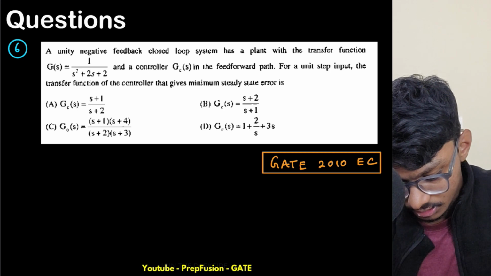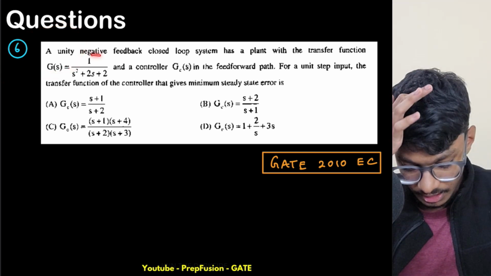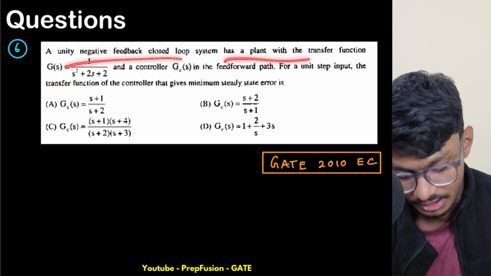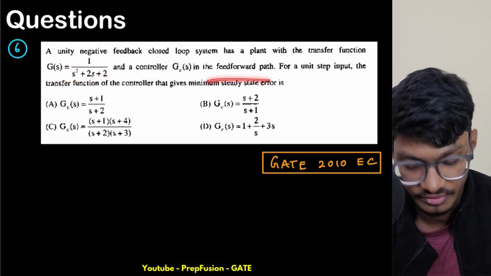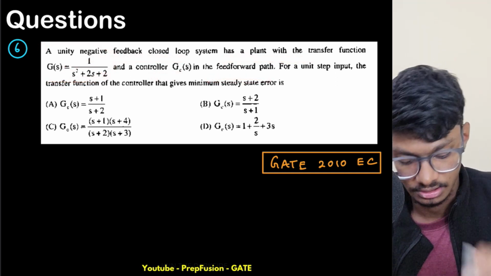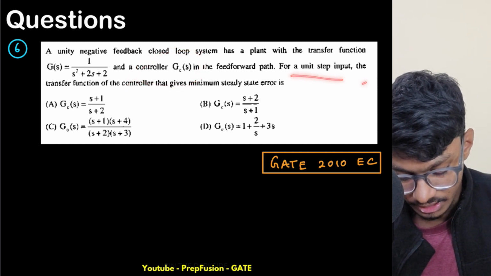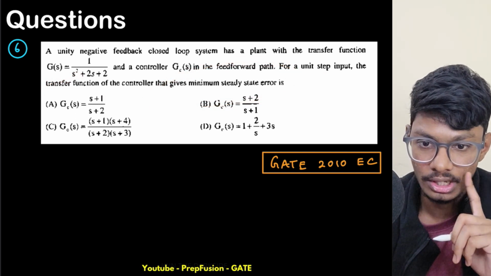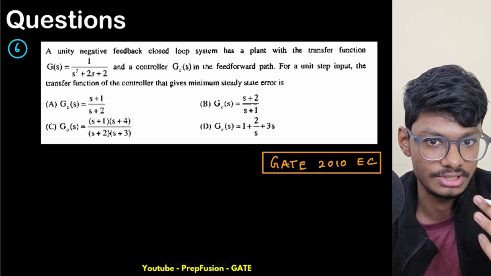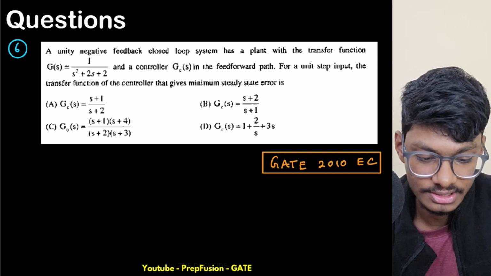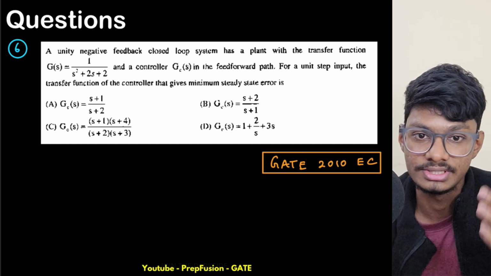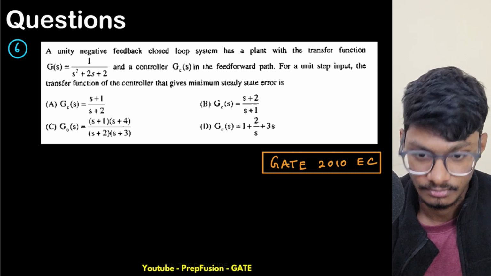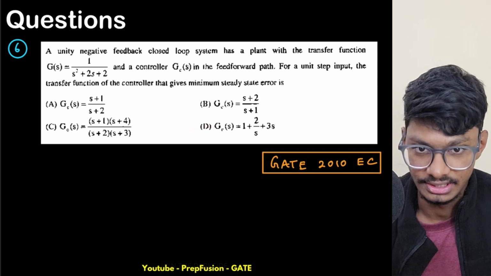Now the sixth question. A unity feedback closed loop system has a plant transfer function G(s) and a controller Gc(s) in the feed forward path. For a unit step, which transfer function of the controller gives minimum steady state error? So what reduces the steady state error? If you recall correctly, if you increase the type of the system, then that will reduce the steady state error. So which of the following options increases the type of the system? If I see, only option D increases the type of the system.